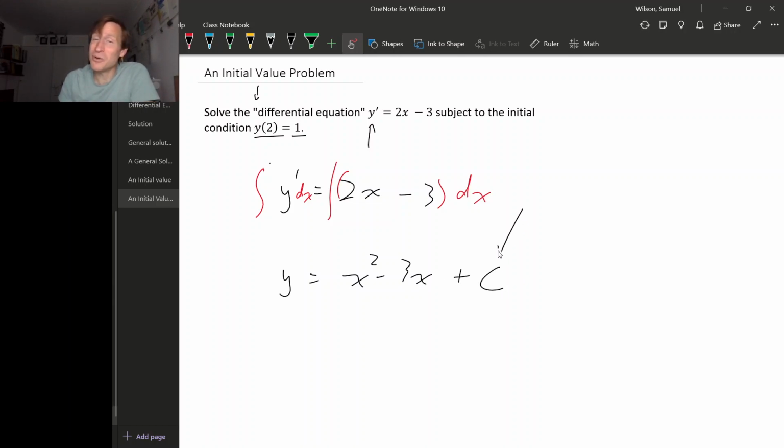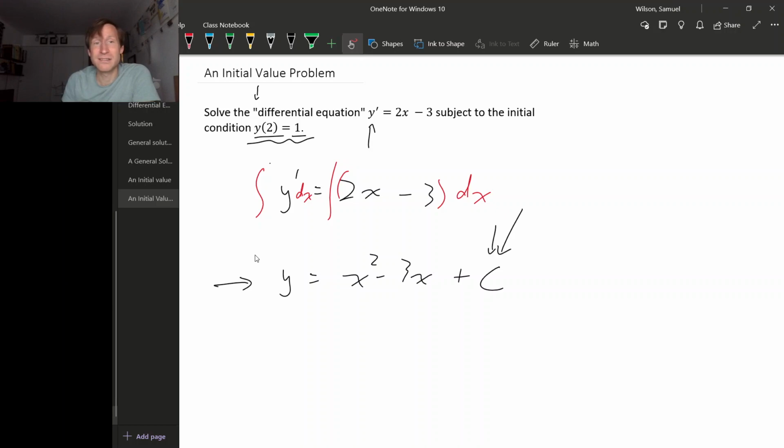Here is why it's so important to not forget your constant of integration. We expect that a differential equation will produce a family of solutions, and here the constant of integration is the parameter that parameterizes the family of solutions. If you forgot to write your plus c, you would only ever find one solution to this differential equation, and it would probably not be the one that you wanted. So we found a general solution for this differential equation.